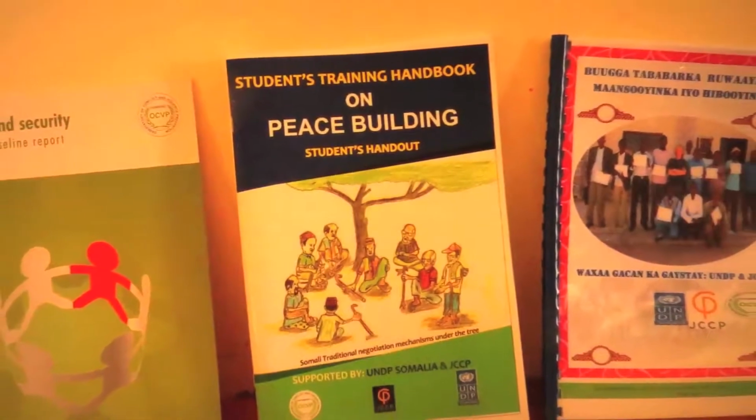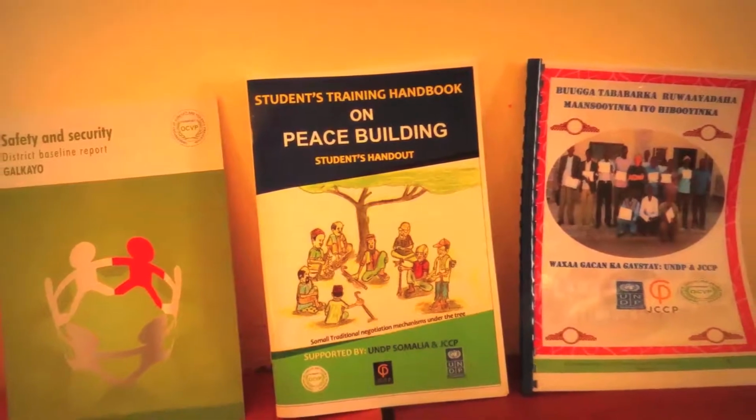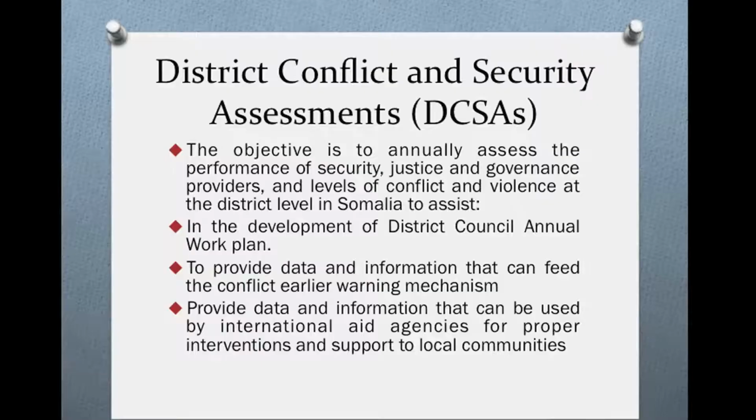Currently, we are involved in research across the country at the district level. The title of the assessment is District Conflict and Security Assessment, and basically we are looking at various indicators that deal with security, governance, and justice providers at the district level. We also look at the level of security and conflict at the district level. The aim and objectives of this assessment are to come up with the current trend of all these indicators, to support the local district councils in integrating this information into their annual work plans, to feed the early warning system that is about to be established in the country, and to support policymakers with information from the ground.